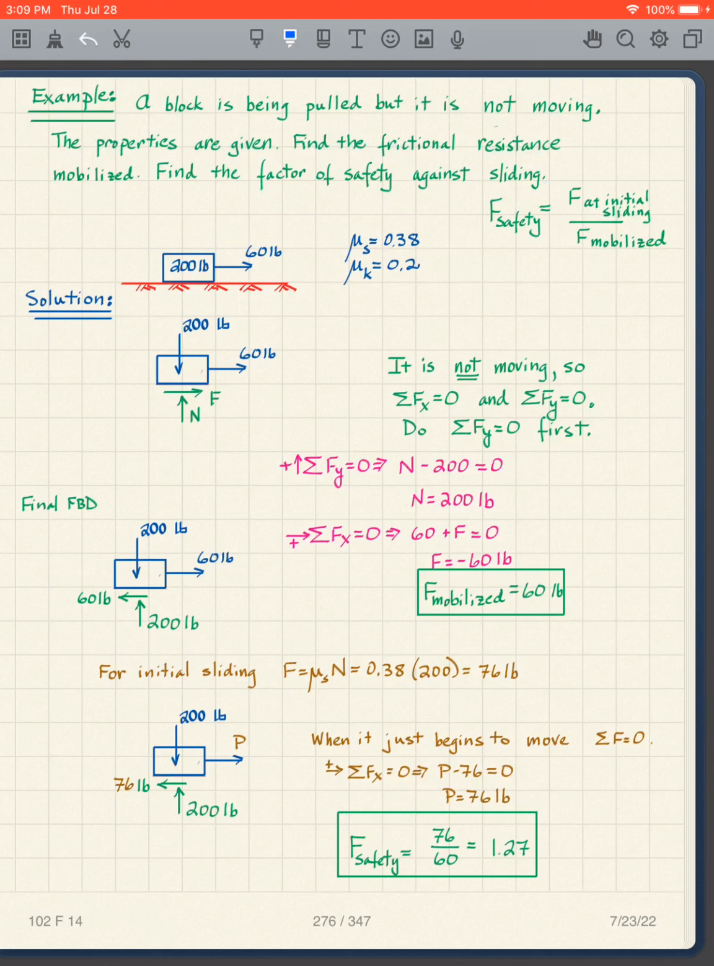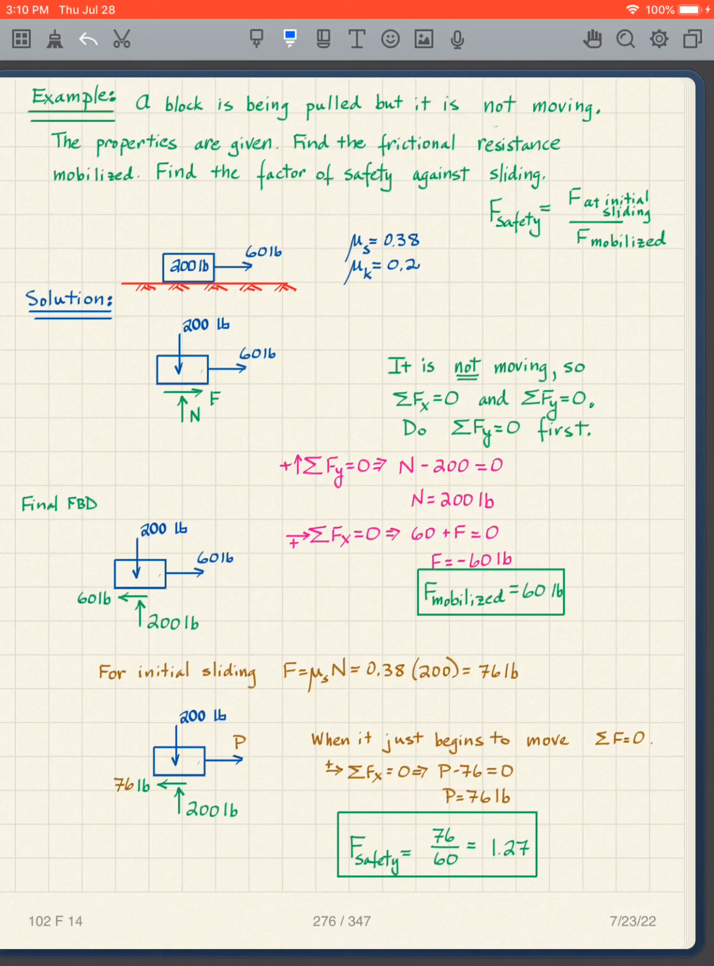We just introduce this as a way to make sure that we don't design our systems to be just barely better than what we need. We need to have extra safety in practical designs, because things in real life are unpredictable, and we don't necessarily know all the properties perfectly, and we don't know all the loads perfectly, so we always throw in some safety.